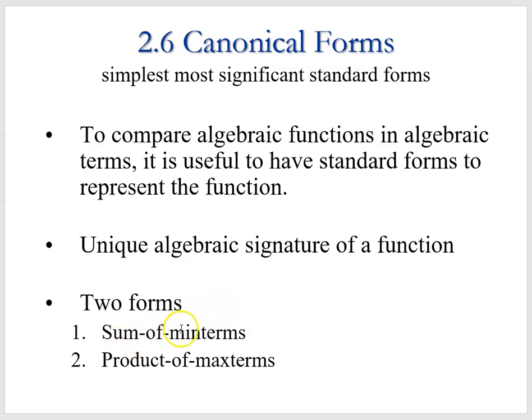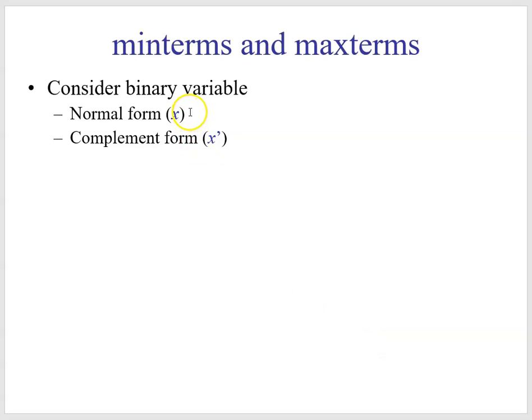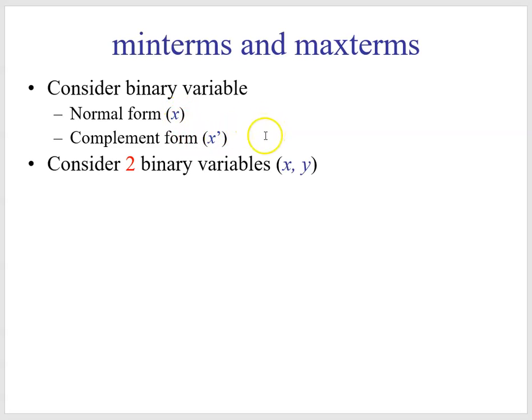One is a sum of minterms, the other is the product of maxterms. Remember, when we're talking about sum, we mean or, and you'll see this will be the or of anded terms, and product we mean and, this is the and of ored terms. So if we consider a binary variable x, in its normal form it's just x, but it also has a complement form x prime. So there's two possibilities there.